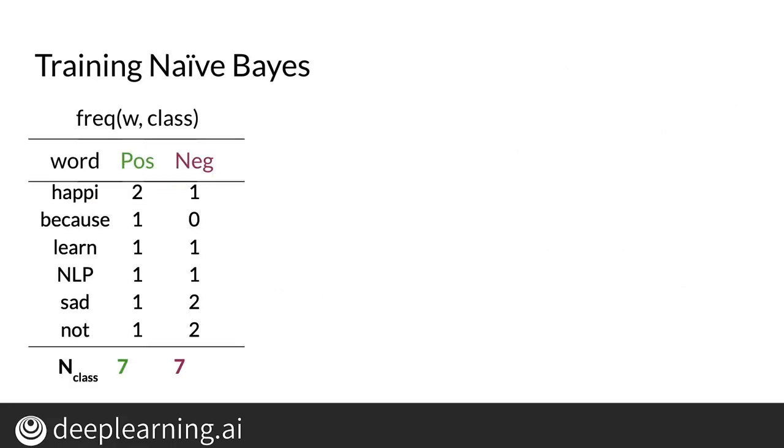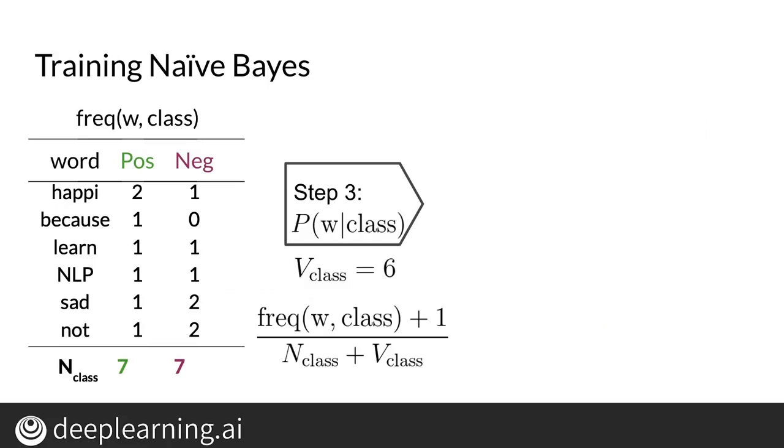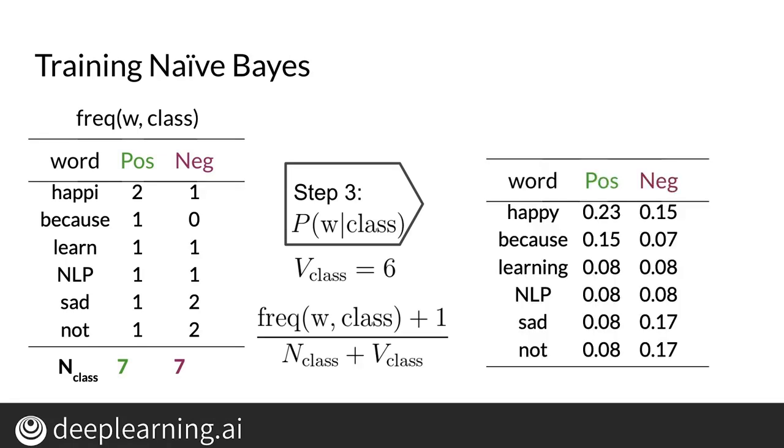From this table of frequencies, you get the conditional probability, or probability of word given class, by using the Laplacian smoothing formula. See how the number of unique words in V class is equal to 6. You only account for the words in the table, not the total number of words in the original corpus. This produces a table of conditional probabilities for each word in each class. This table only contains values greater than 0.